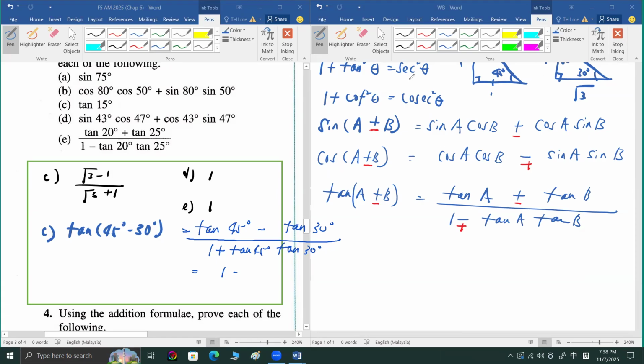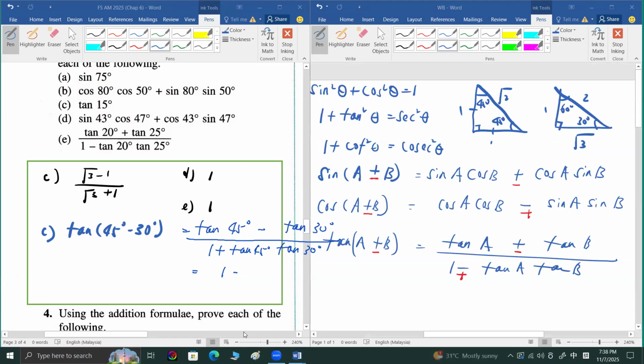You can refer to this part when I scroll through it. Okay, I continue. Tangent 30 is 1 over square root of 3. 1 plus tangent 45 is 1, tangent 30 is 1 over square root of 3. Whenever you see this type, I taught you already: the big fraction bar, you make it divide; the small fraction bar, you make it a single fraction. Here, square root of 3 minus 1, over square root of 3. I make it the same denominator. Down there, square root of 3 plus 1, over square root of 3, because this is square root of 3 over square root of 3 to make it the same denominator.